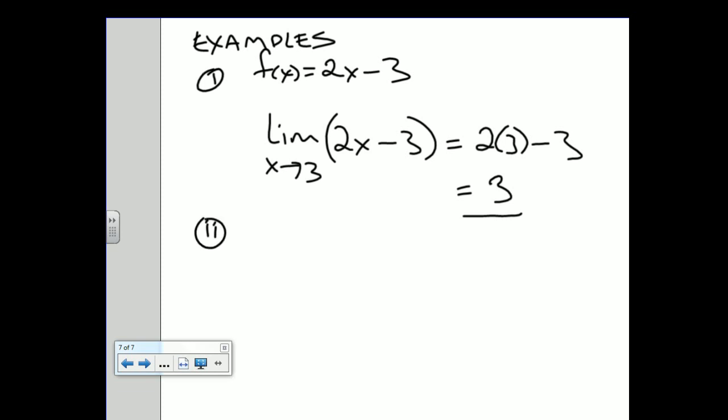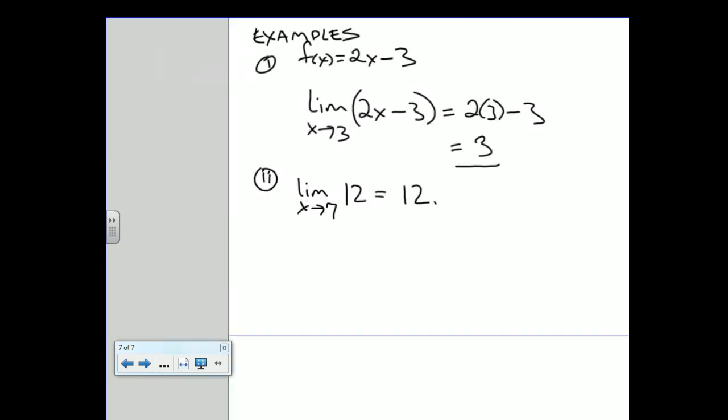Let's look at another example here. The limit as x approaches 7 of 12. Now 12 is a constant. No matter what you plug in for x, it's always going to be 12. Let's look at another example.